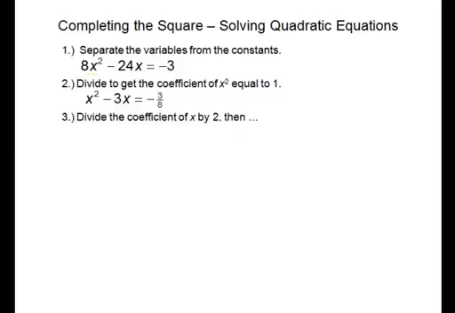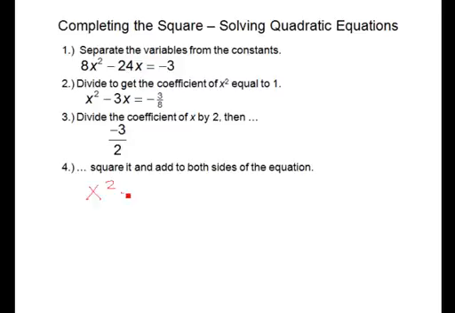Now, the next thing I have to do is take a look at the coefficient of the x term and divide that by 2. Negative 3 divided by 2. And this can't be simplified any further, but I am going to put parentheses around it. And where I'm going to use it now is I'm going to square it and add it to both sides of the equation. So I have x squared minus 3x plus negative 3/2 squared. And that's going to equal my negative 3/8 right from right here.